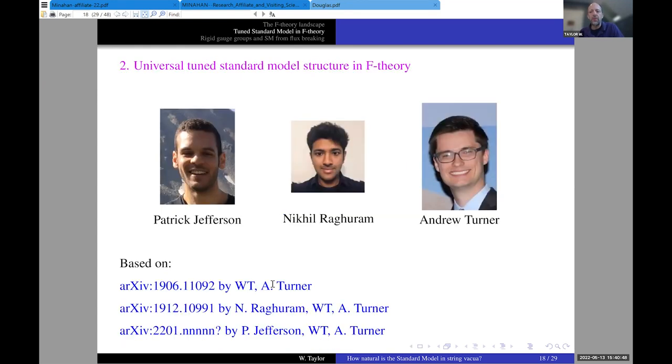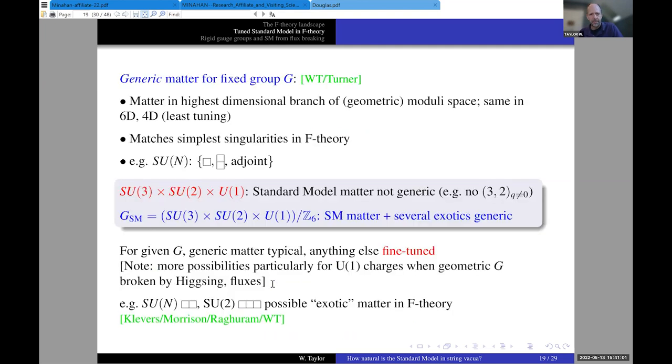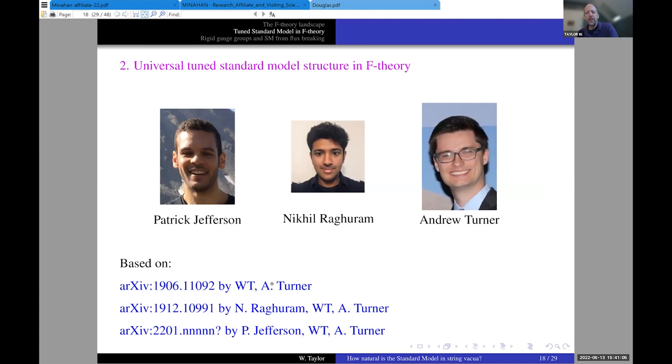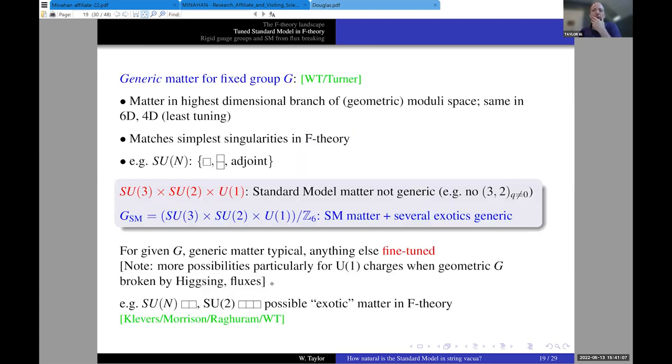So let me now just fairly briefly describe the two different constructions that I want to tell you about. One of them is a universal tuned standard model structure with, again, Patrick and Andrew, and also my former student, Nikhil Raghuram. Let me just say a few words about what I mean by universal and generic.